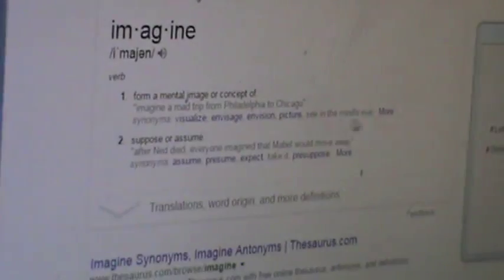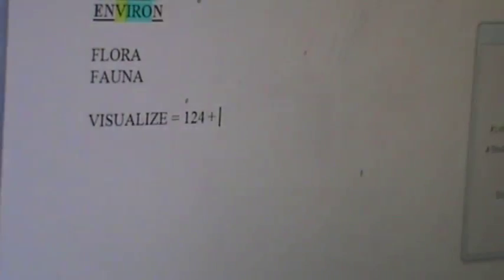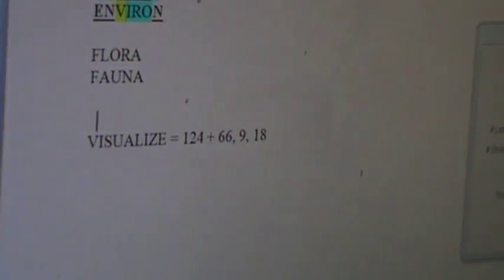Imagine. Verbs, please. Visualize. That is a great +1. That is a huge find. Look at this. Visualize equals 124. That's exactly +66 from Father in 9 letters, 18 strokes. Gorgeous. Visualize. Look, this is so stunning.